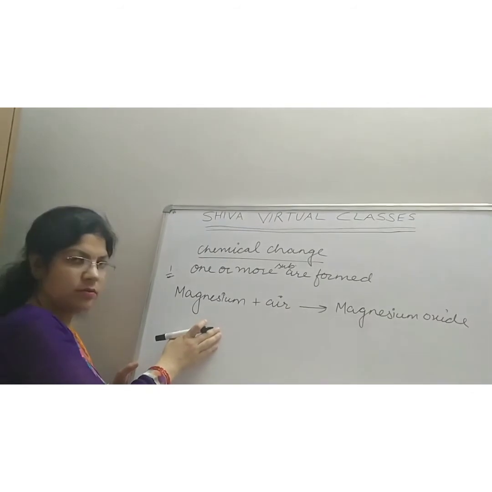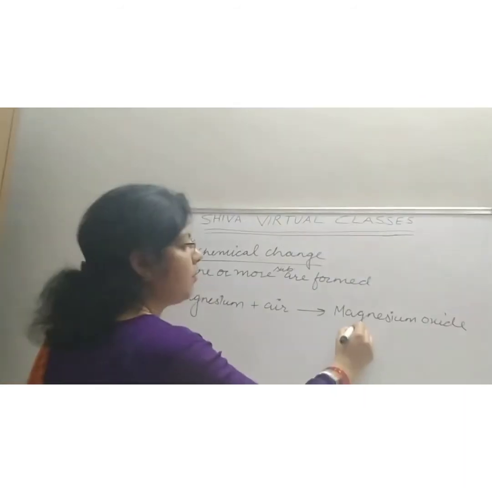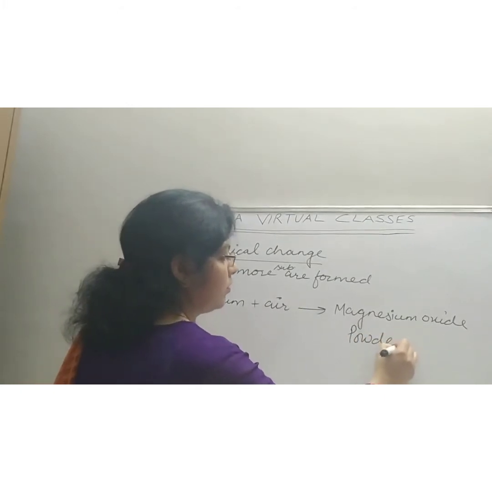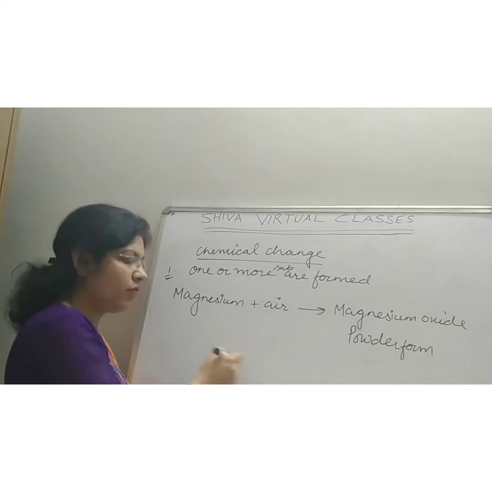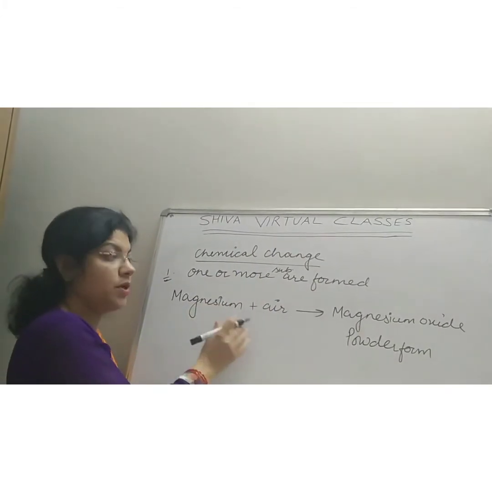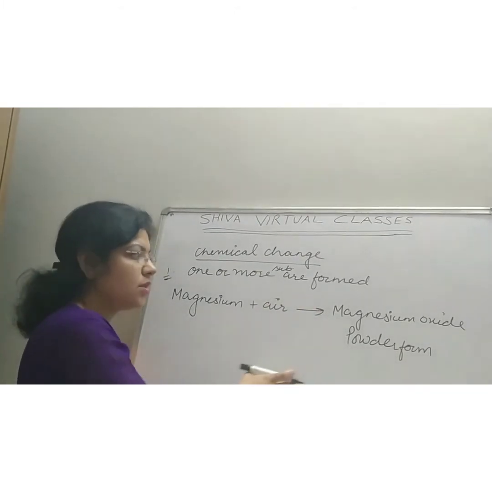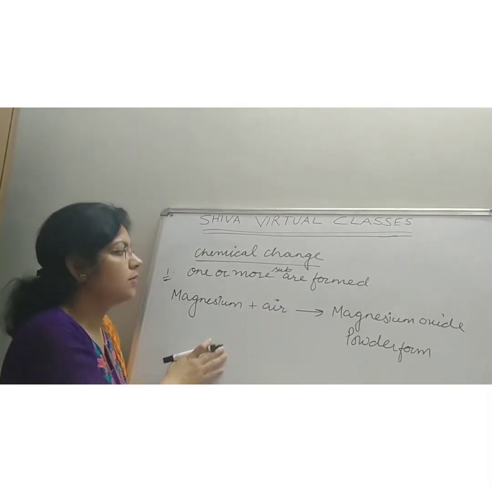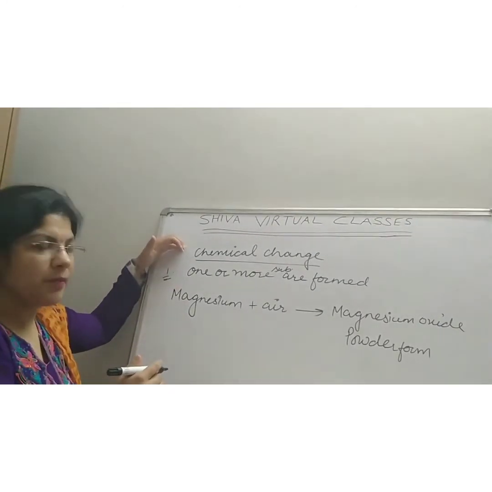Magnesium ribbon, when converted into the magnesium oxide, converts into the powder form, which cannot be reversed back or changed again into the magnesium. This means this reaction is irreversible. This change is irreversible in nature. It means this is the example of the chemical change.